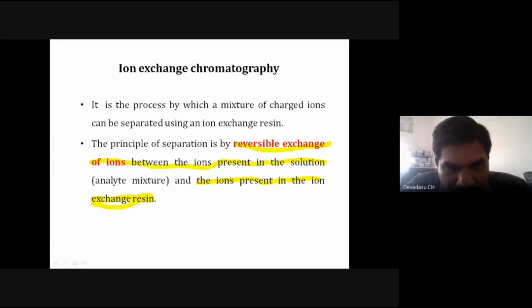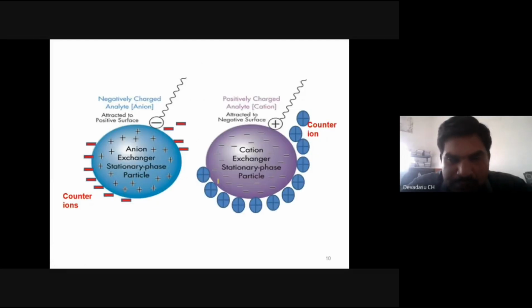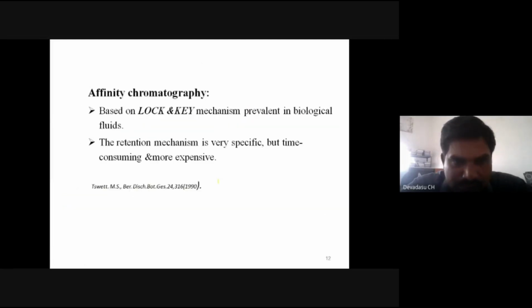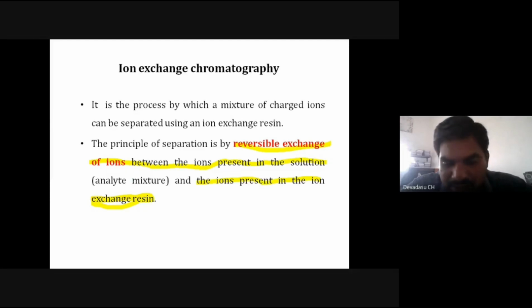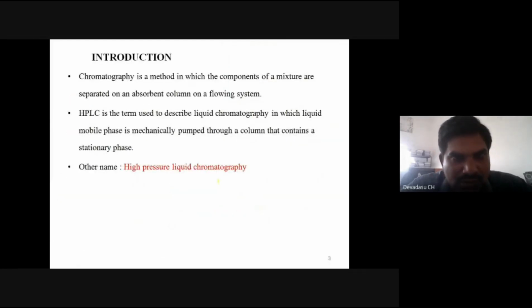Okay, that's it for today's class. What is learned today? So we have learned what is liquid chromatography, as HPLC is a term used for high performance liquid chromatography. Yesterday's class we have learned what is performance, what is efficiency, okay, what is liquid chromatography.